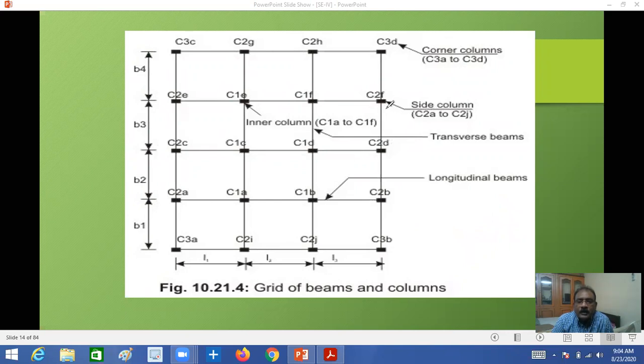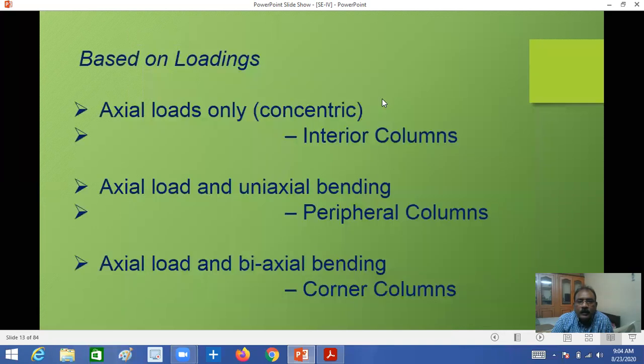So according to loading conditions, columns can be divided into how many types? Just now discussed. See here, three types based on loadings: axial load concentrating interior columns, axial load and uniaxial bending columns, and axial load and biaxial bending columns. So you will see interior columns, edge columns, and corner columns. There are different types of columns. So explain different types of columns.